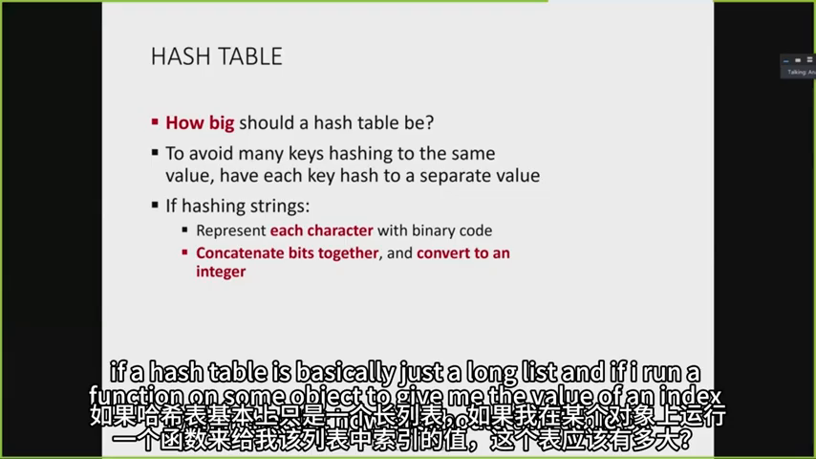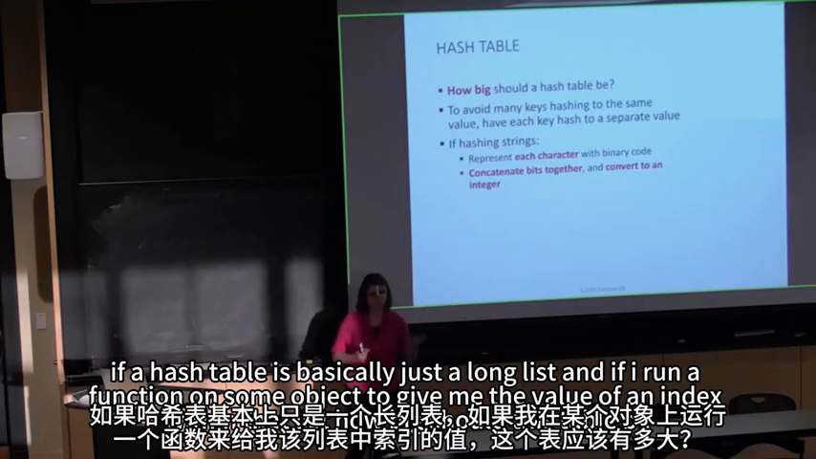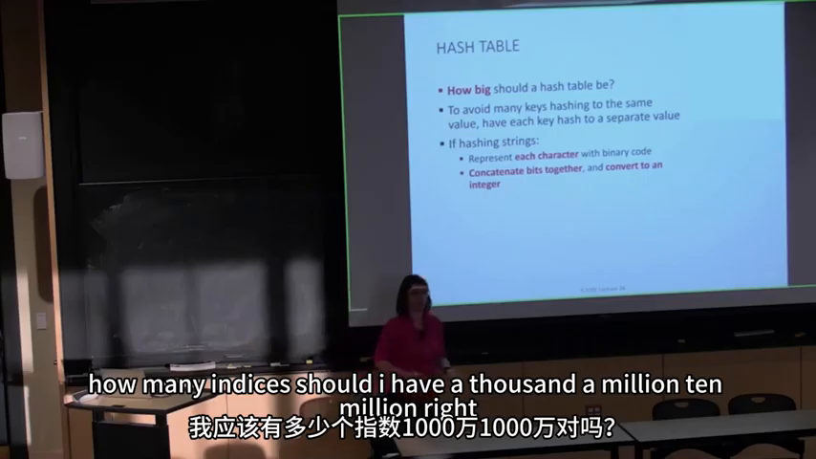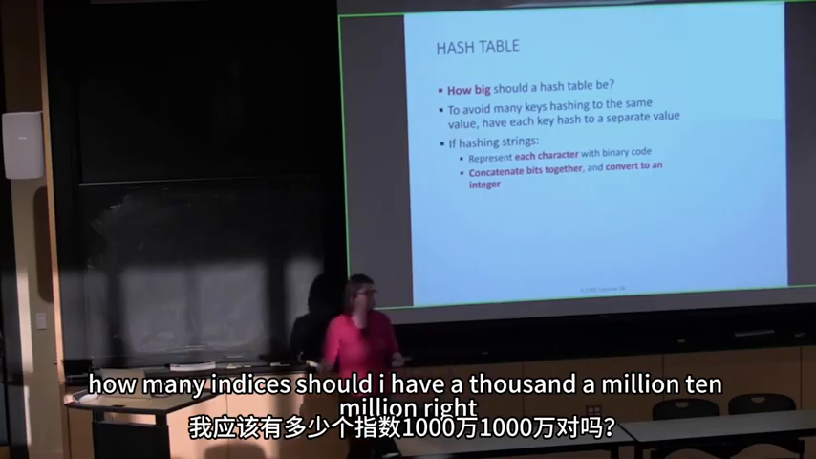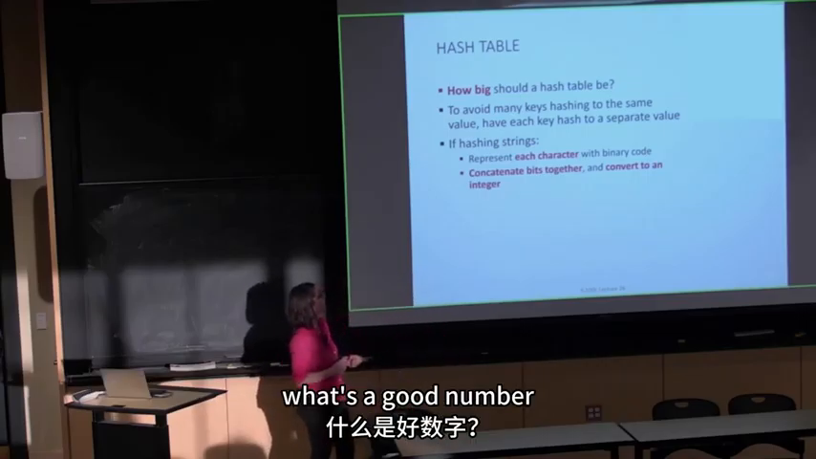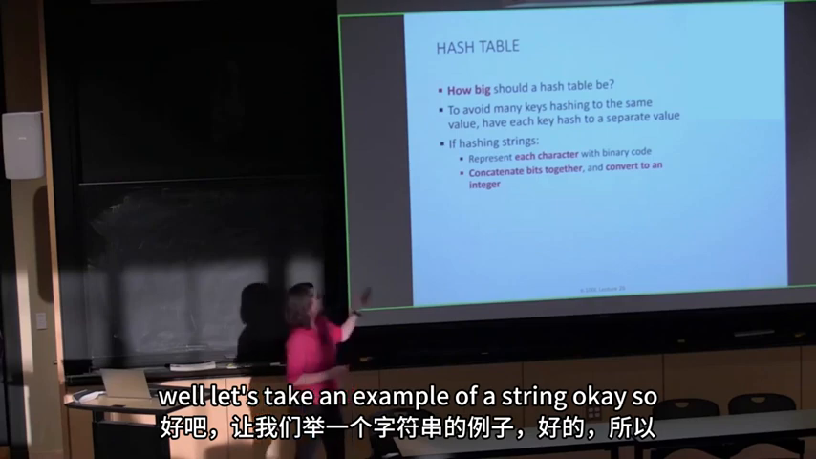So if a hash table is basically just a long list, and if I run a function on some object to give me the value of an index within that list, how big should this table be? How many indices should I have? 1,000, 1,000,000, 10 million, right? What's a good number? Well, let's take an example of a string, okay?